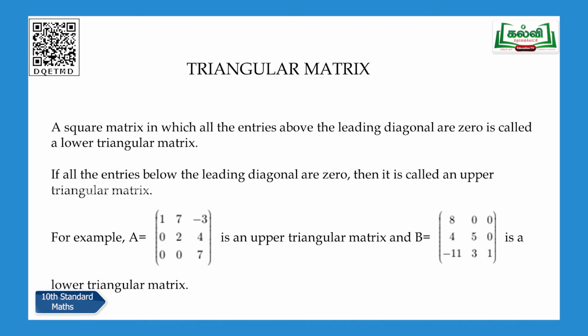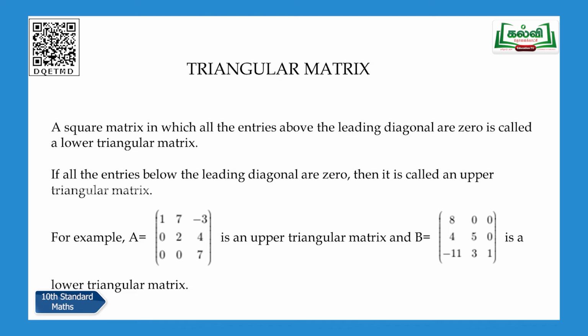In it, all the elements above the leading diagonal, the diagonal you know, the elements lying diagonally, are zeros. Above the diagonal it is 0, then it is known as a lower triangular matrix. In the other way, if all the entries below the leading diagonal are 0, then it is called an upper triangular matrix.